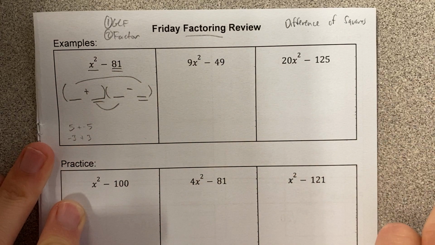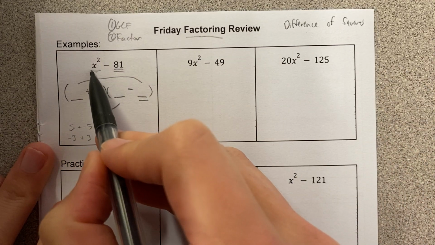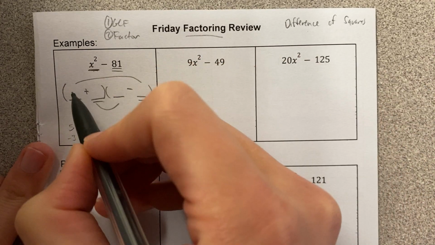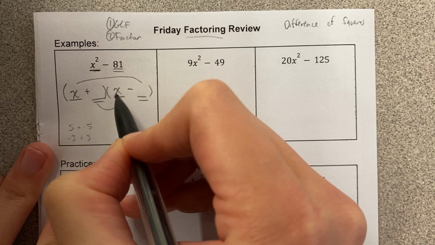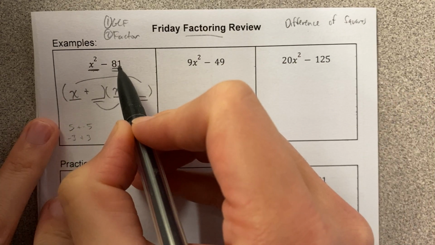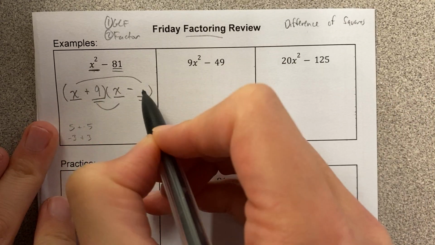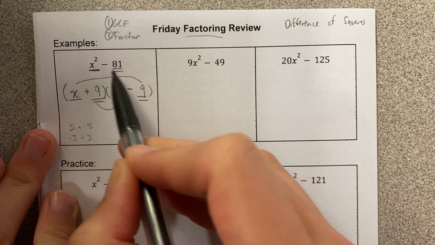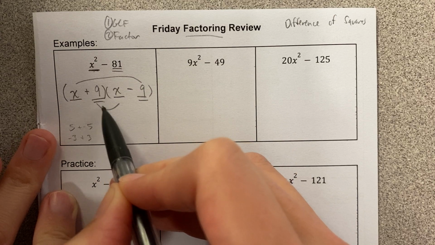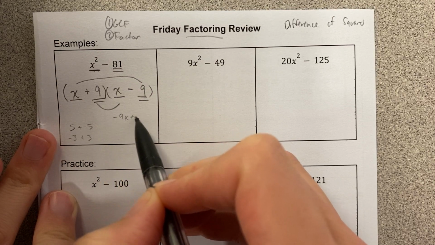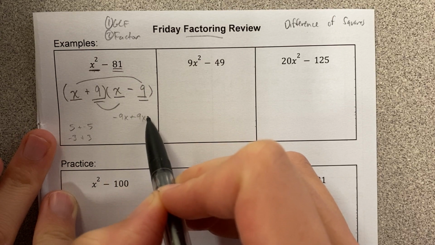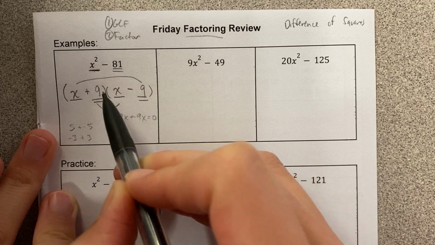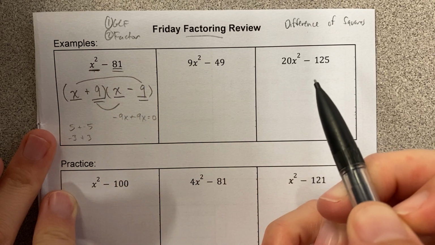So here's how it goes. We put a plus and a minus. We take the two numbers that multiply to this, and it has to be the same. Look, like x times x equals x squared. What times what equals 81? 9. Now look what happens when I multiply. X times x is x squared. This is negative 9x and positive 9x. Look, those cancel. This equals 0, right? And then 9 times negative 9 is negative 81.